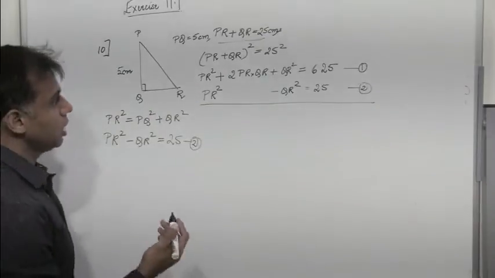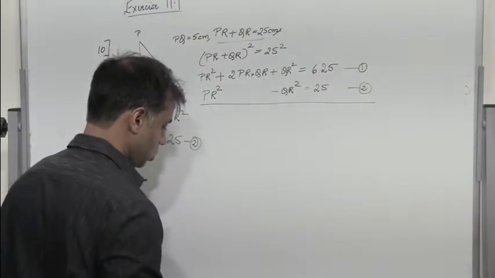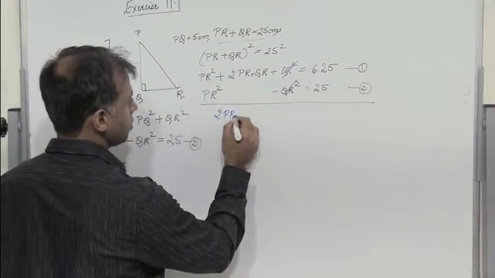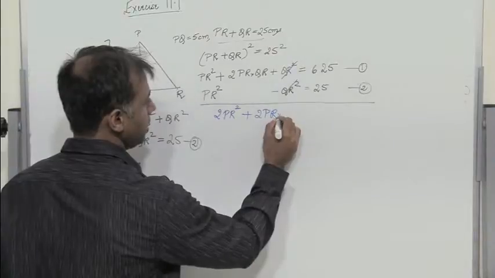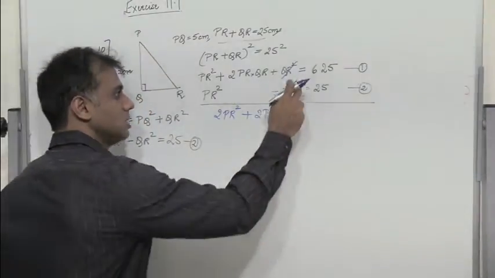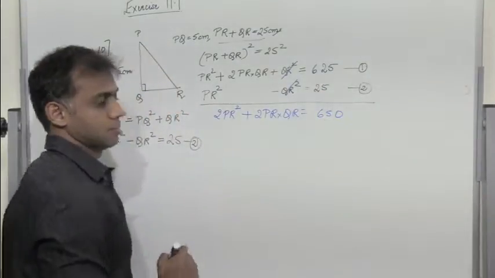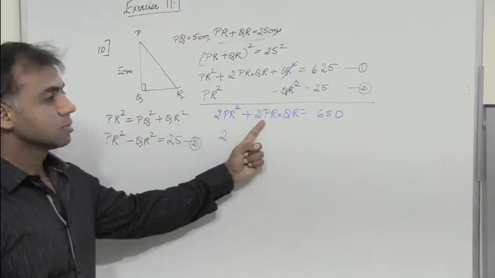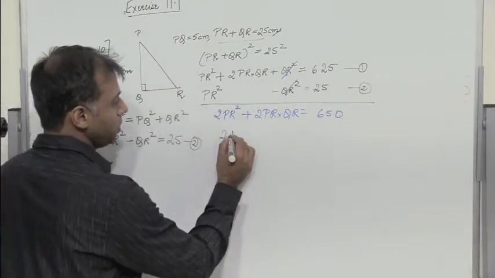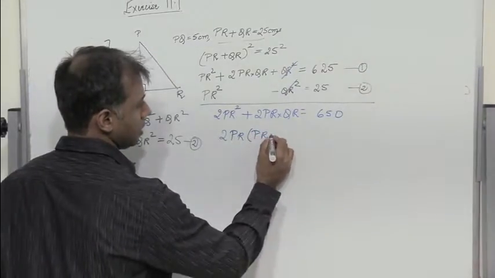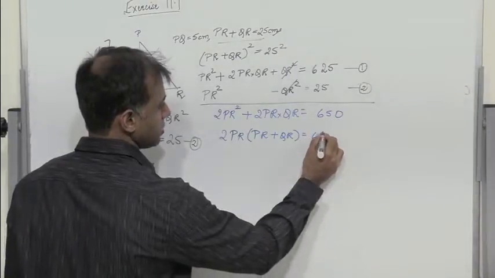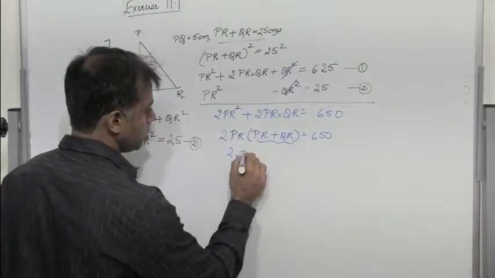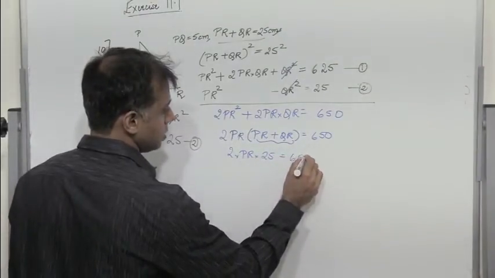Okay, so I'll add 1 and 2. When we add 1 and 2, QR square and QR square will get cancelled. So I get 2PR square plus 2PR into QR. And this is 625 plus 25, I get 650. So here, if you observe these two terms, what is common? 2 is common and PR is common. Okay, so I can take 2PR common, so I get PR plus QR equals 650. So what is PR plus QR given? 25.